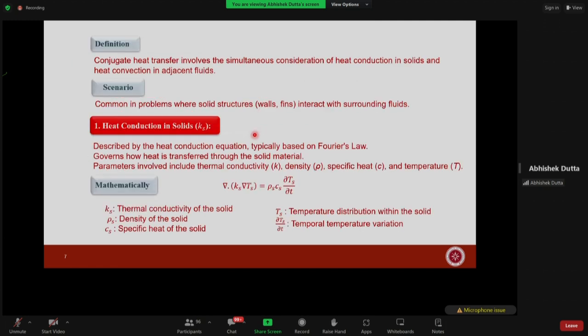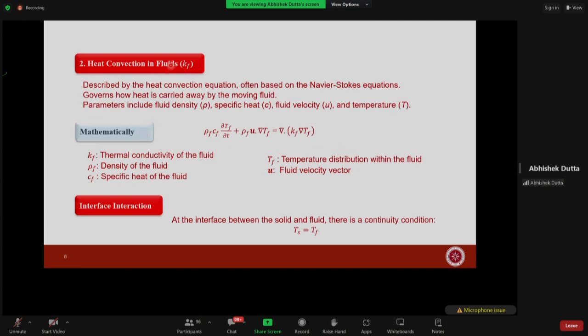We have heat conduction in solids and heat convection in fluids, but there is a little issue. The issue is that there is now a jump between the solid and the fluid, right? That's the critical thing. We talked about two separate blocks, about the solid and the fluid itself. But how to connect them? How to ensure that the heat is going from the solid to the fluid? That is the main thing about the conjugated heat transfer.